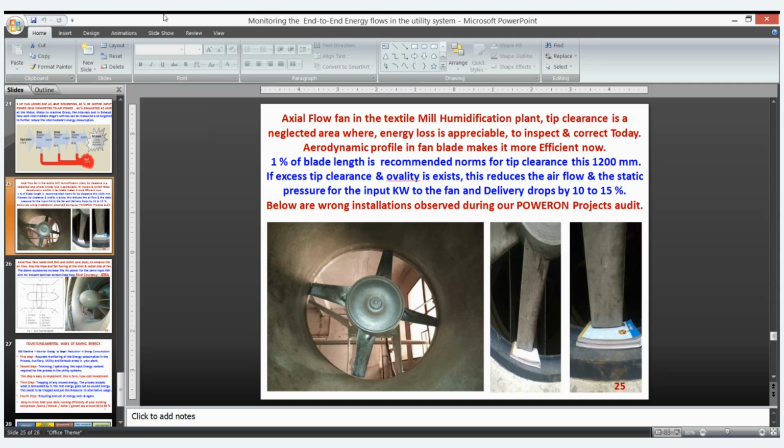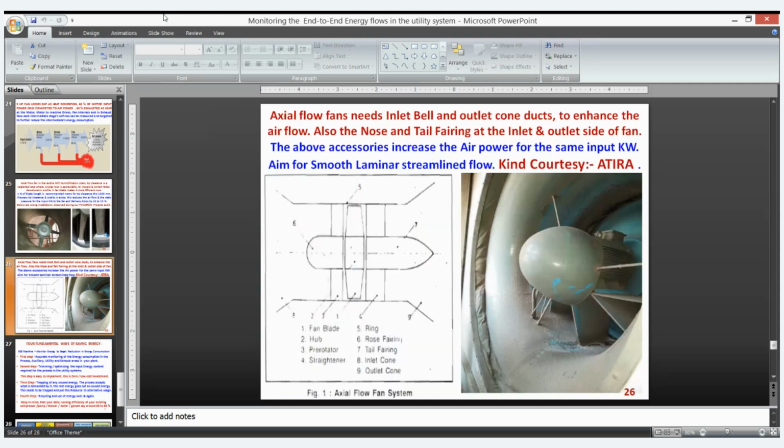It is not only the fan and the tip clearance, but it is also the inlet cone. We call it a lotus inlet, and the delivery cone. This needs to be there in each and every axial flow fan of the given system. And not only that, the tail nose flaring and the tail fairing, especially on the motor covering and on the delivery end, need to be covered. Ultimately, we want the airflow at the section of any axial flow fan to be smooth, streamlined, and laminar.